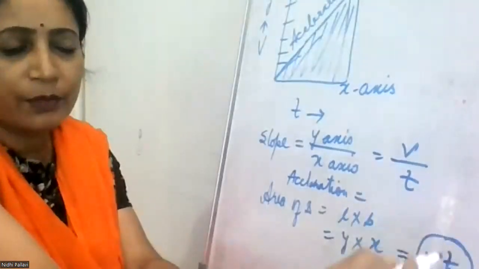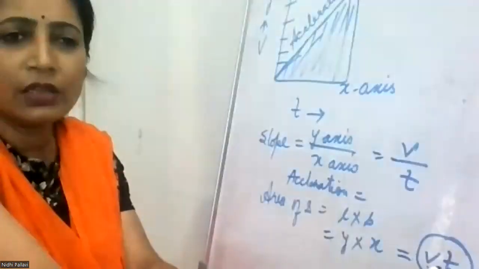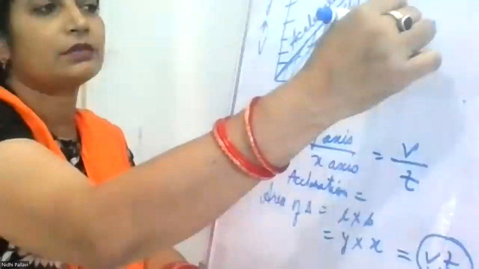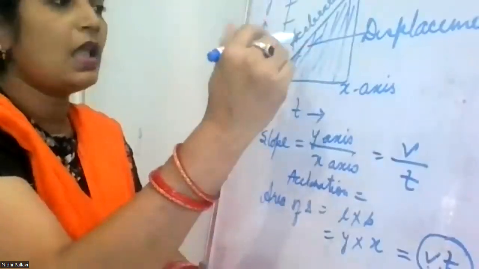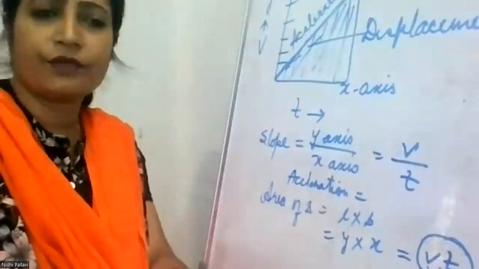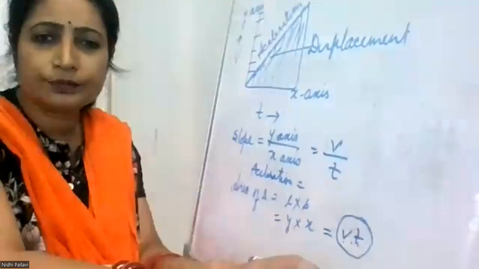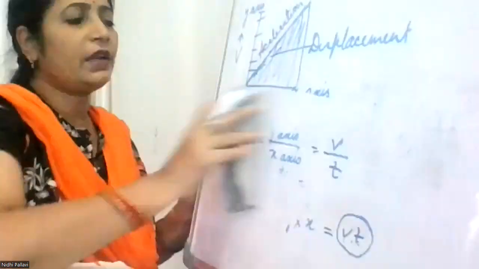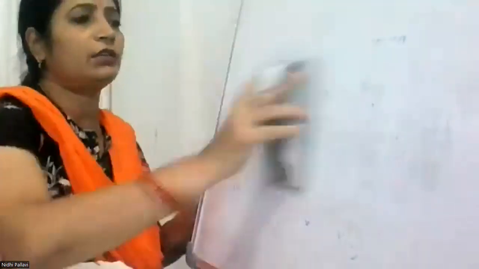आपको इससे क्या मिल जाएगा? जब प्रोडक्ट ऑफ वेलोसिटी एंड टाइम रहेगा, दिस विल गिव यू व्हाट? डिस्प्लेसमेंट. तो इससे आपको क्या मिलेगा? डिस्प्लेसमेंट मिलेगा. Area under curve will give you displacement and the slope will give you what? Acceleration. Is this point clear, everyone? First of all, is the point clear to you? Yes, ma'am. Now let us see what are the different kinds of graph that we will get in the VT.